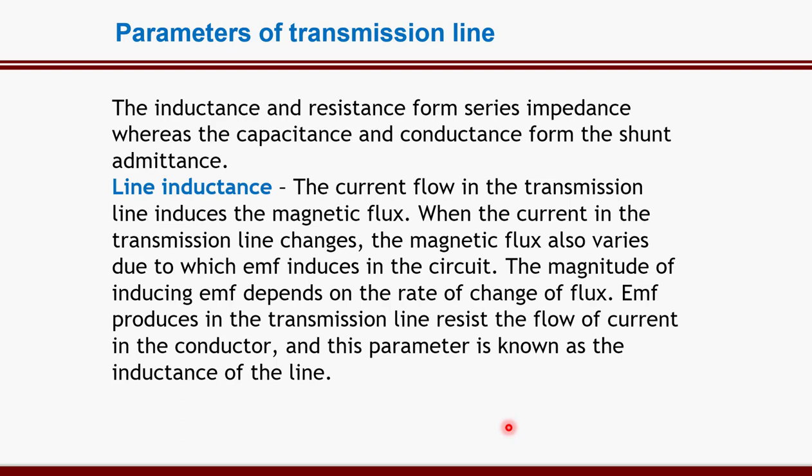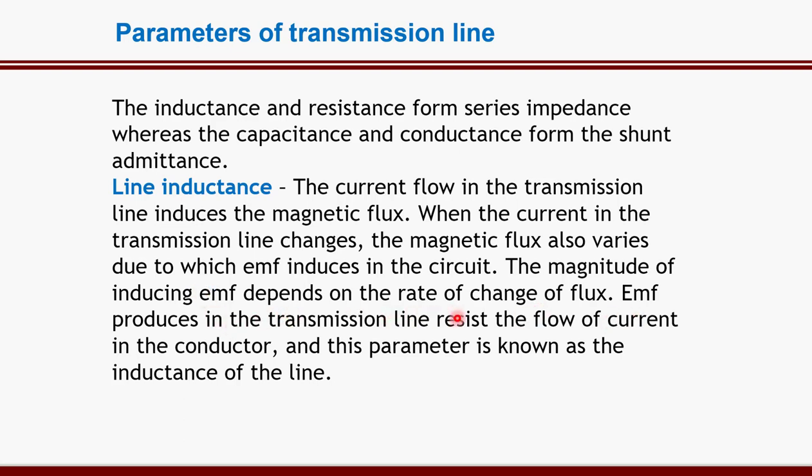So what is line inductance? The current flow in a transmission line induces magnetic flux. When the current in the transmission line changes, the magnetic flux also varies, due to which EMF is induced in the circuit. According to Faraday's law, whenever current is passed through a transmission line, flux is generated and it produces induced EMF. The magnitude of induced EMF depends upon the rate of change of flux.